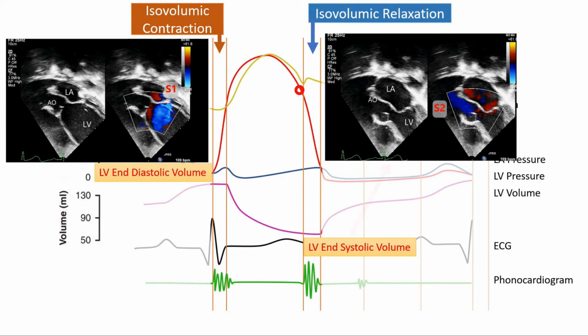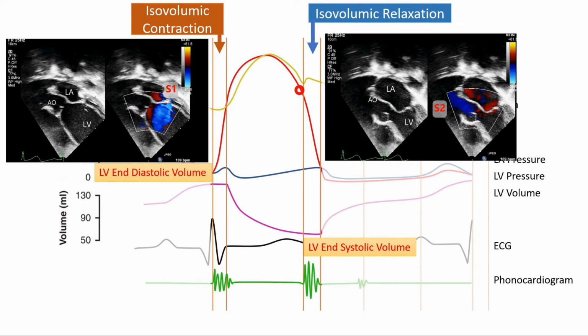The second image shows the left ventricle just before isovolumic relaxation, and you can see the left ventricle has reached its minimum volume, which is called left ventricular end systolic volume. As blood in the left ventricle gets pumped into the aorta during this period of ejection, at the end of ejection or just before the beginning of isovolumic relaxation, the left ventricle has its minimum volume because most of the blood is already ejected into the aorta.